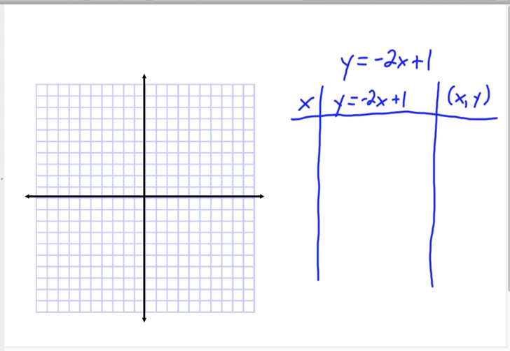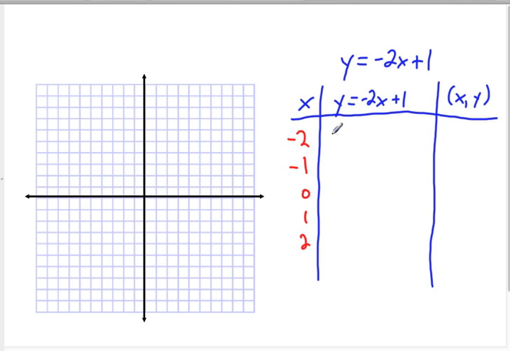So let's try some out. Here we're going to graph the function y equals negative 2x plus 1. In this case, I'm choosing to have all four coordinates to see what happens when x values are negative and when x values are positive. So I'm just going to get some random numbers here. So I'm going to choose the number negative 2. I always like to try some negative numbers, some positive numbers, and see how that affects the graph.